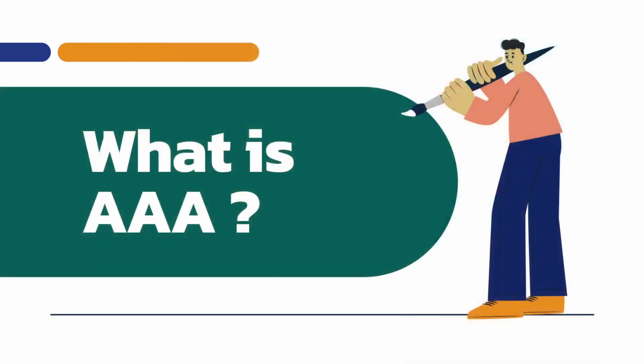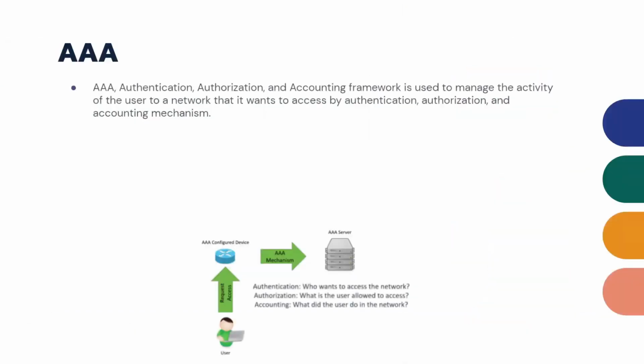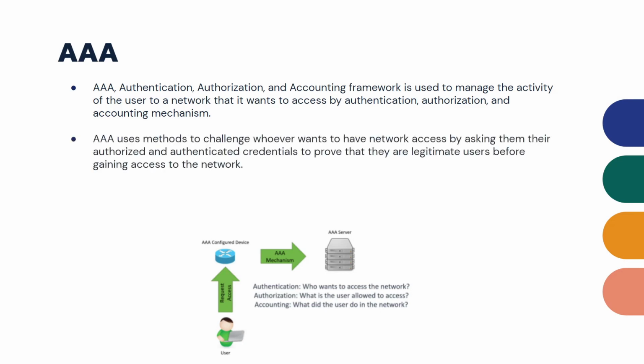Alright, what is AAA? The AAA authentication, authorization, and accounting framework is used to manage the activity of users on a network that they want to access, through authentication, authorization, and accounting mechanisms. AAA uses a method to challenge whoever wants network access by asking for their authorized and authenticated credentials to prove that they are legitimate users before gaining access to the network.